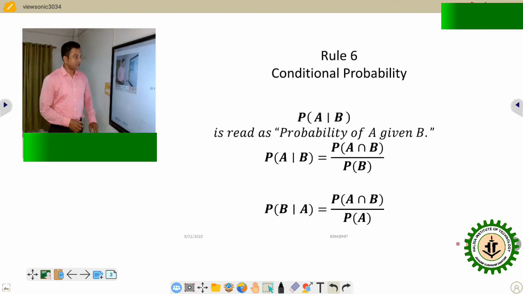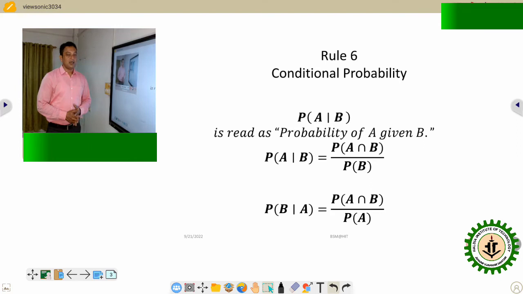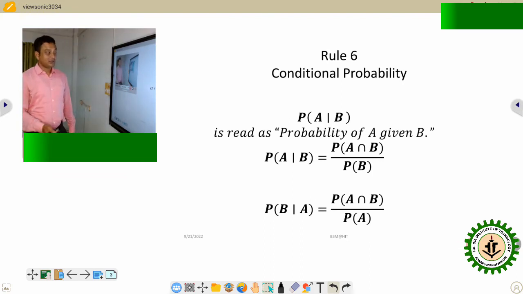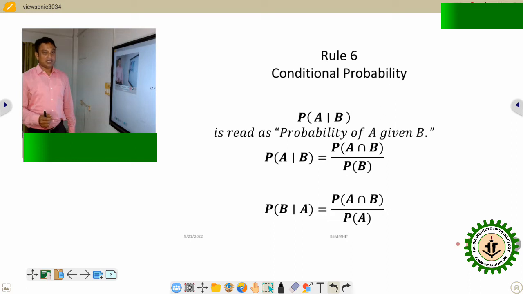Today we will start with conditional probability. Conditional probability is basically about something which already happened. That means you are finding the probability of an event A when you know that event B has already occurred. This is written as probability of A given B. Since B has already happened, you are finding the part of A in B.